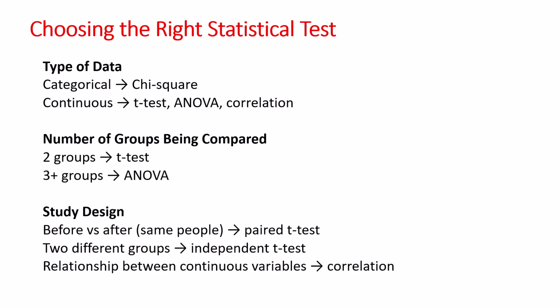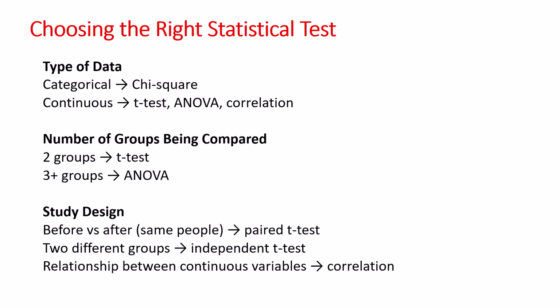In summary, choosing the right statistical test depends on the type of data, the number of groups being compared, and the study design. For type of data, if it is categorical, you know that you are taking chi-square. If it is continuous, then you know that it is either t-test, ANOVA or correlation. For number of groups being compared, if you are looking at two groups, the likes of t-test will be used. And if you are looking at three or more groups, the likes of ANOVA will be used.